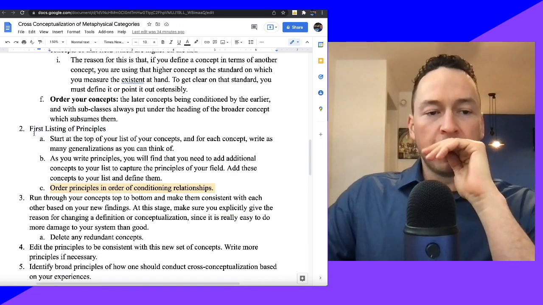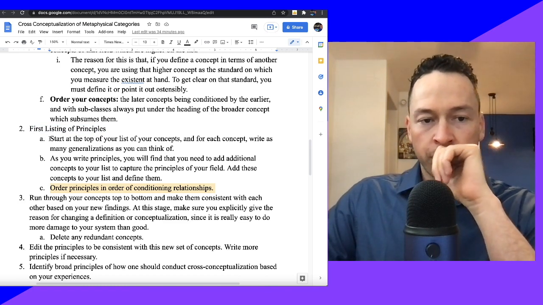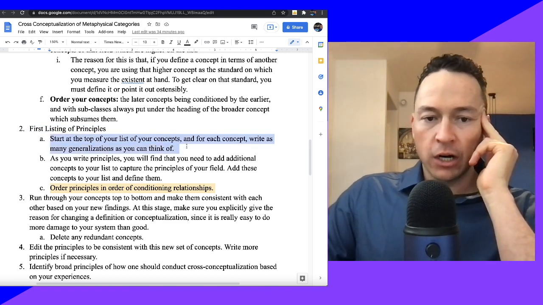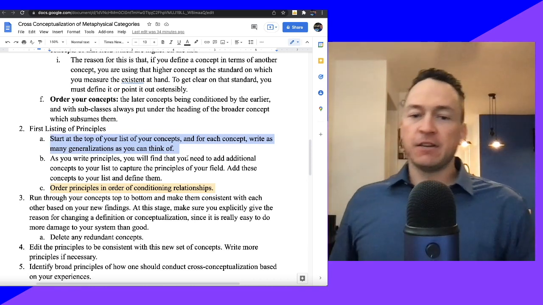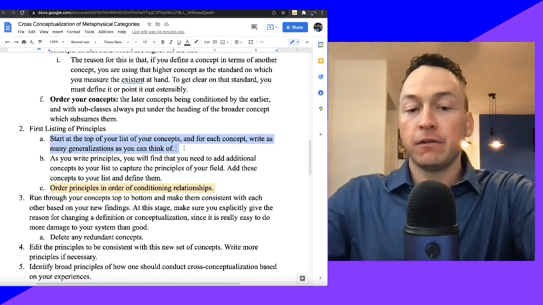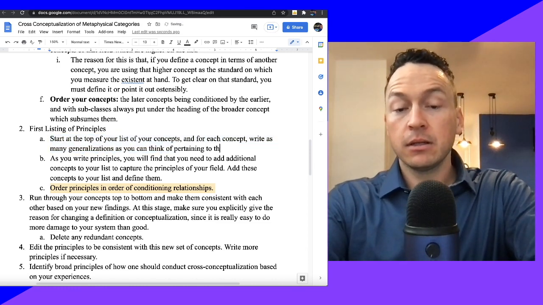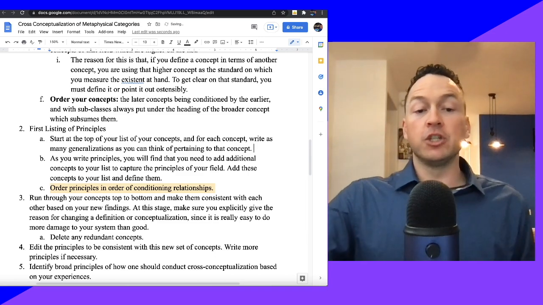Okay, let's conduct our investigation into principles. Start at the top of your list of concepts, and for each concept, write as many generalizations as you can think of pertaining to that concept. Okay, let's do it.